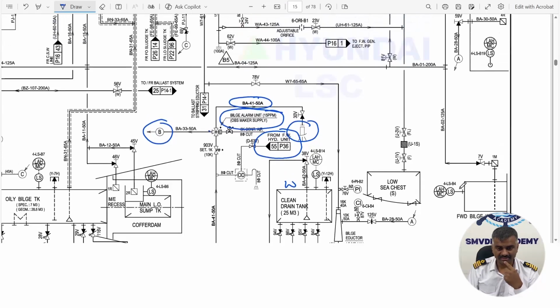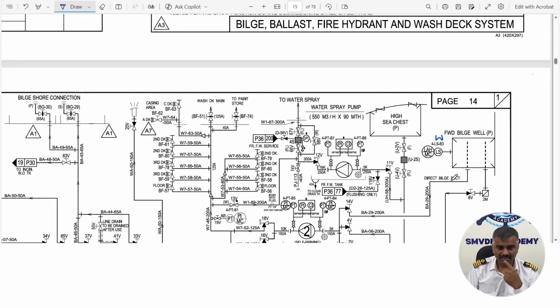Okay, now the next question here is, why do we have this LAH MC LS? What does this mean? What is LS? You must be remembering that in the section when we were discussing symbols, we discussed that LS stands for level switch, and how is it different from the level transmitter. A level transmitter is just giving you a value, but a level switch will complete an electrical circuit. What circuit will it complete?